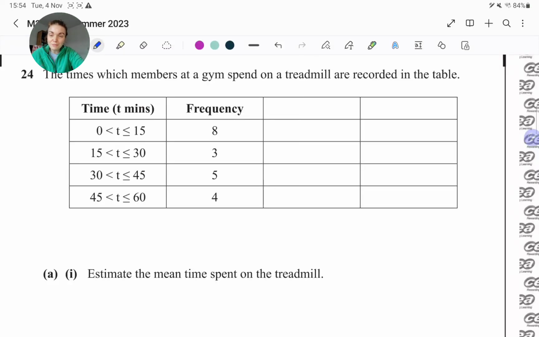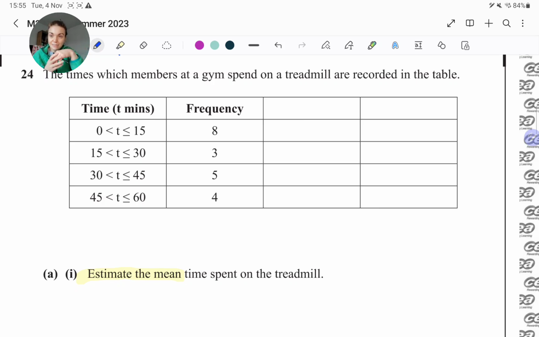I'm a fully qualified maths teacher, and today we are looking at the N2 CCEA paper for 2023 summer, and I'm going to be showing you question 24 on estimated mean. In these questions you'll be asked to estimate the mean value. Sometimes you're given a table like this one, and sometimes you aren't given these last two columns. You have to draw them on yourself.